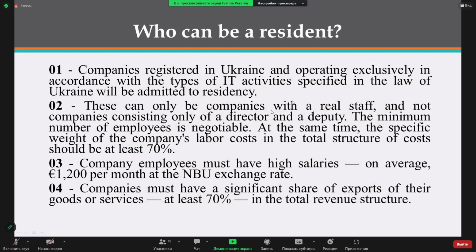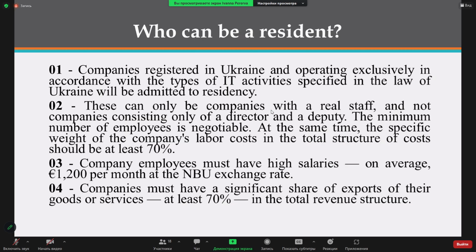So, who can be a resident? First one, a company registered in Ukraine and operating exclusively in accordance with the type of IT activities specified in the law of Ukraine. Second one, only those companies with a real staff and not companies consisting only of a director and a deputy.